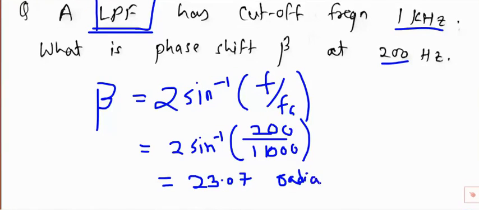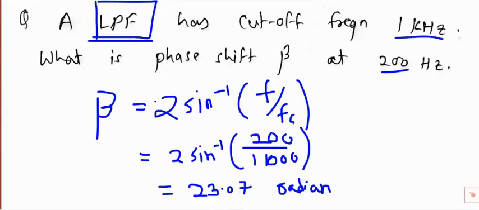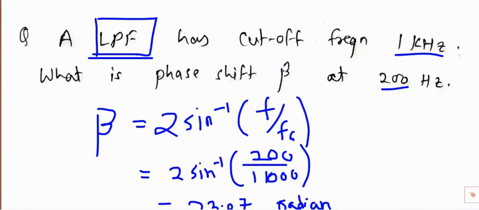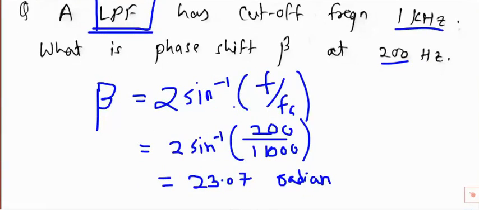23.07, unit is radian. Simple questions, एकदम simple है. But अगर student को पता ही नहीं है, see, question is in the statement form. If the student doesn't know the formula of phase shift, then how can he calculate? That is the point. So unit is radian.